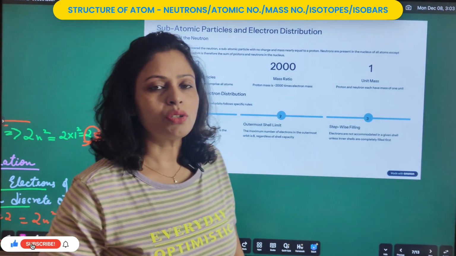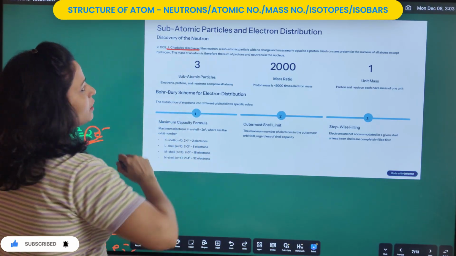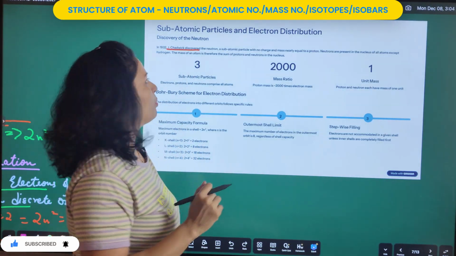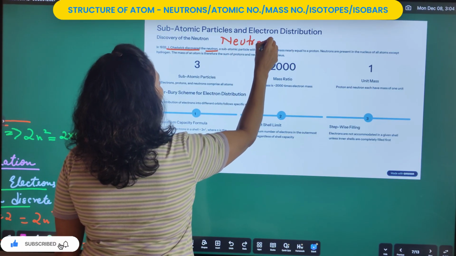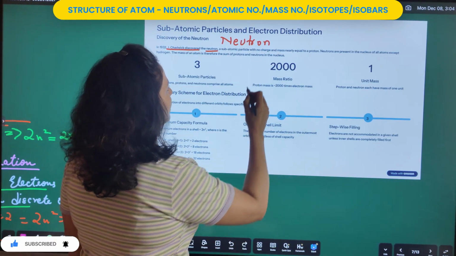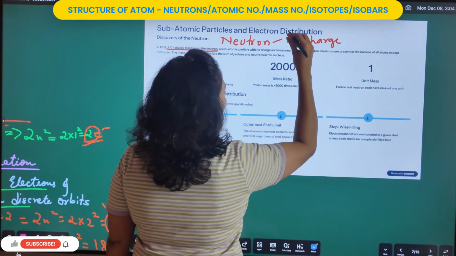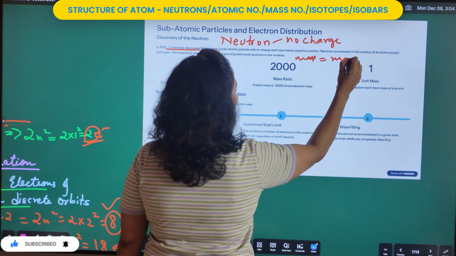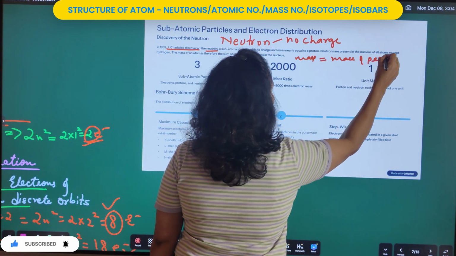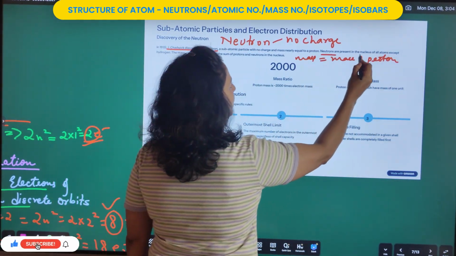So you also have to learn about the discovery of neutrons. Chadwick discovered the third subatomic particle, that is the neutron. This neutron has no charge, and its mass is equal to the mass of protons. Neutrons are present in the nucleus.